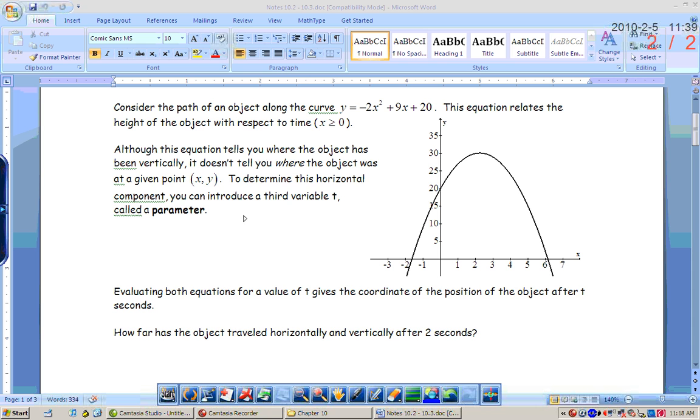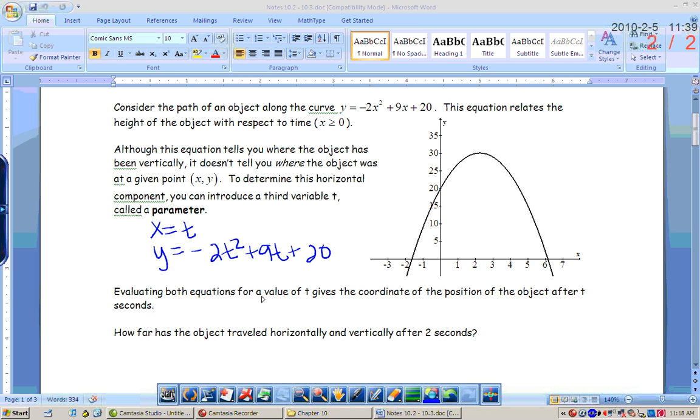So what we're going to do is introduce a third variable t that's called a parameter. So we let x equal t, and then if x is t, then y would equal negative 2t squared plus 9t plus 20. A set of equations where one is x equals something and one is y equals something is called a set of parametric equations.